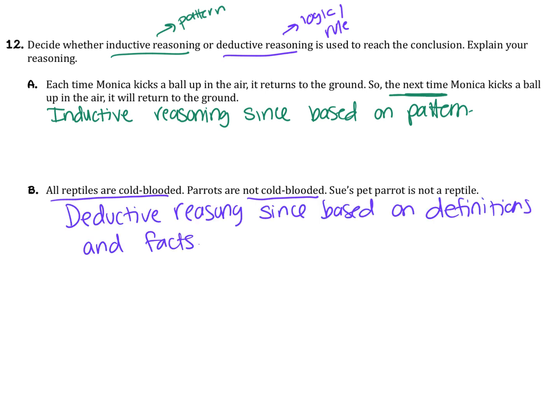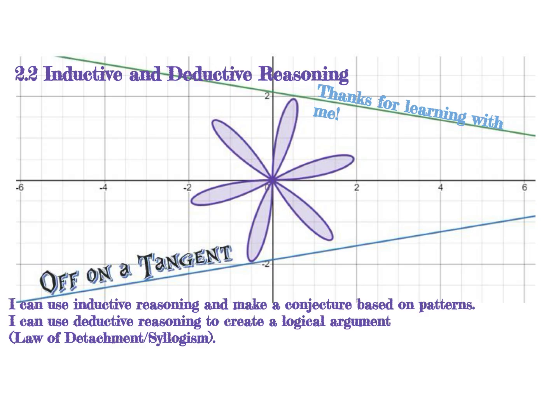And there we have it. That's the difference between inductive and deductive reasoning. Let's go ahead and wrap up this video. All right, 2.2. In this lesson, we looked at inductive reasoning and made conjectures based on patterns. We looked at deductive reasoning, where we created logical arguments based on rules and definitions, specifically focusing on the law of detachment and the law of syllogism. And we found counterexamples to disprove claims.